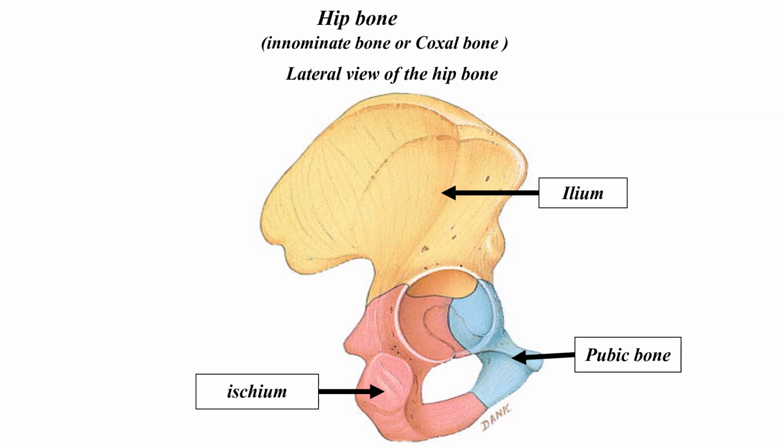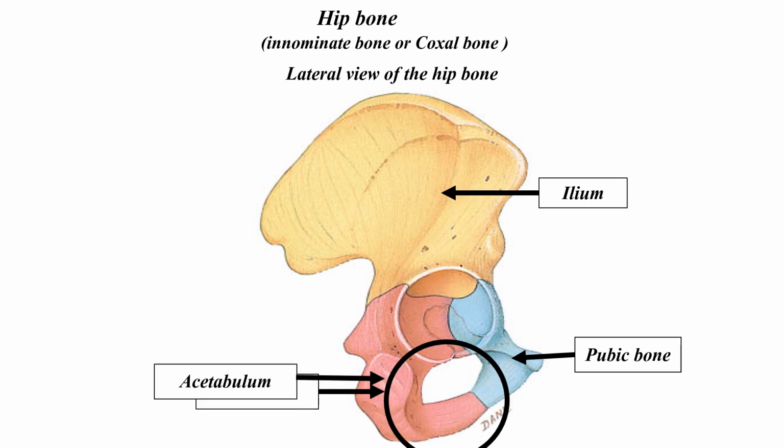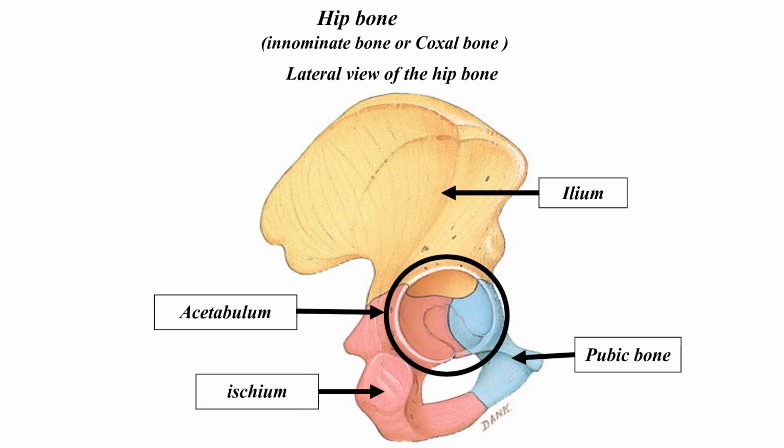The three bones, the ilium, pubic bone, and the ischium, fuse together at the acetabulum, which is the hemispherical fossa on the lateral side of the hip bone, in which the head of the femur fits. The head of the femur articulates with the acetabulum to form the hip joint.